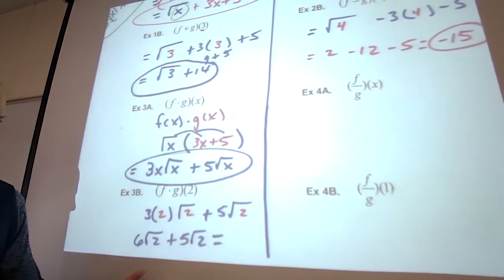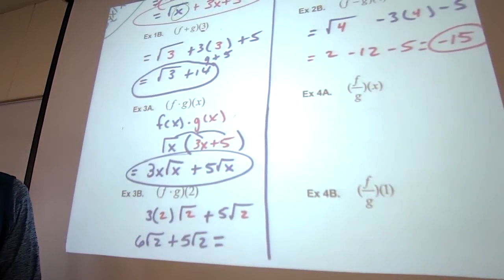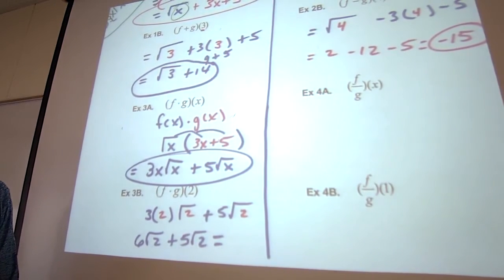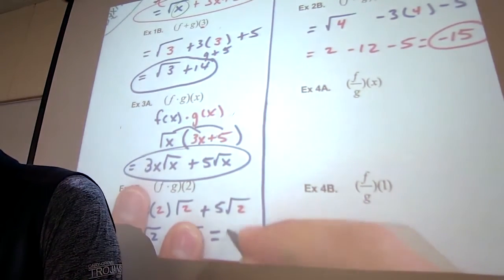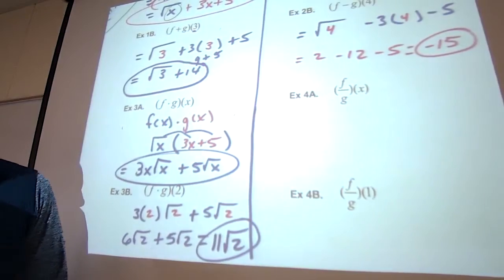What do we get? What's 6x plus 5x? What's 6 root 2 plus 5 root 2? 11 root 2. There you go. Easy peasy lemon squeezy. Yeah, buddy. Boom.